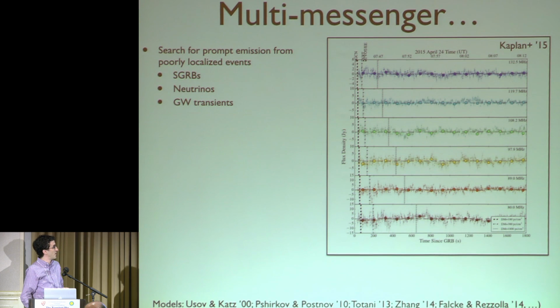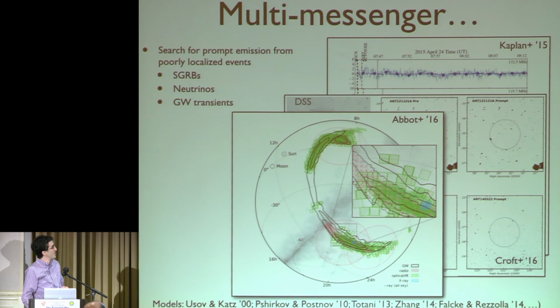We've also done searches for high energy neutrinos. There we go, high energy neutrinos, and gamma ray and gravitational wave transients. So the limits from the MWA are these big circles on here.